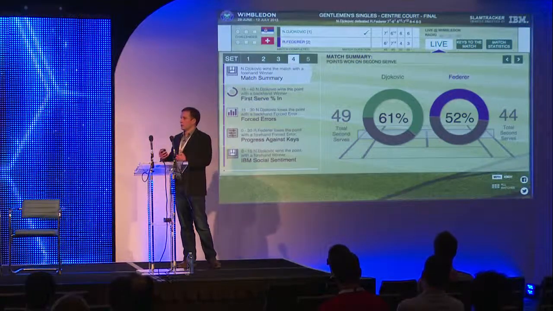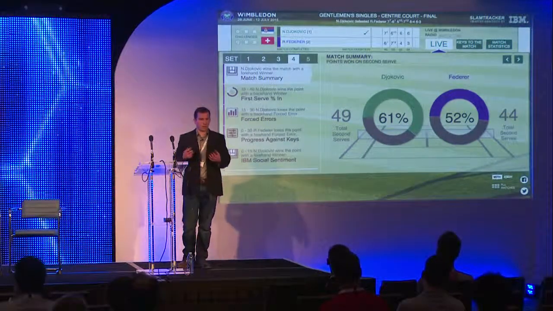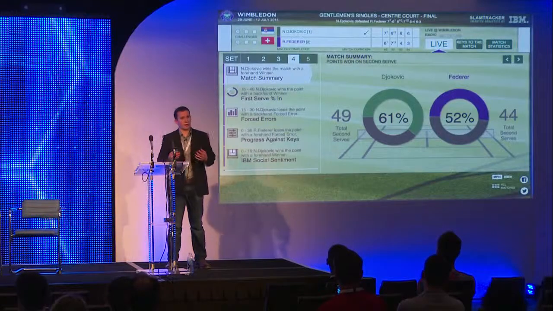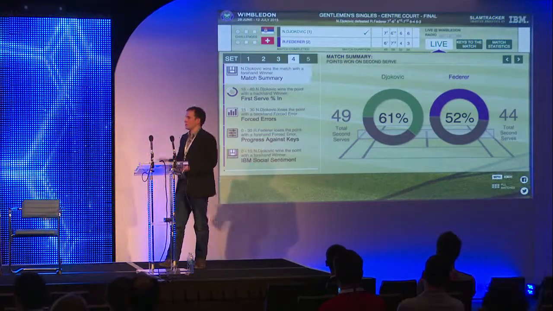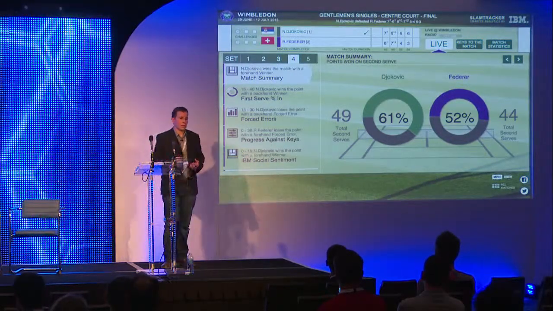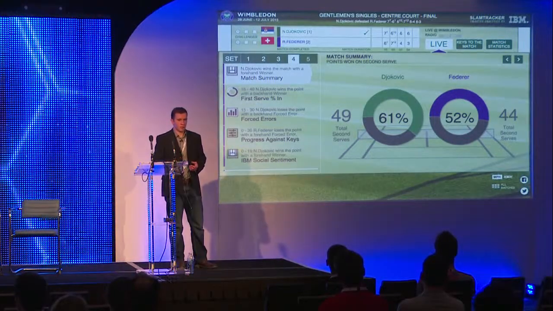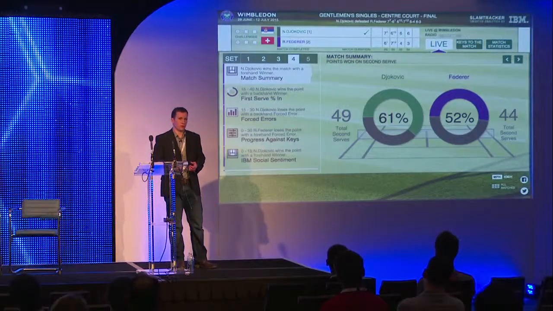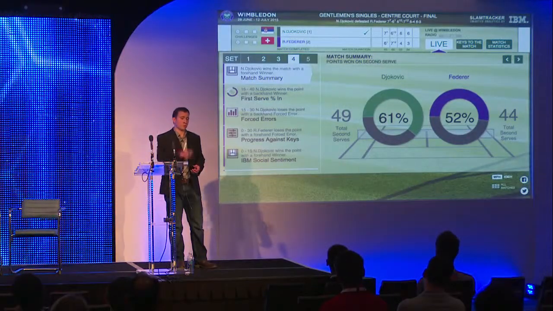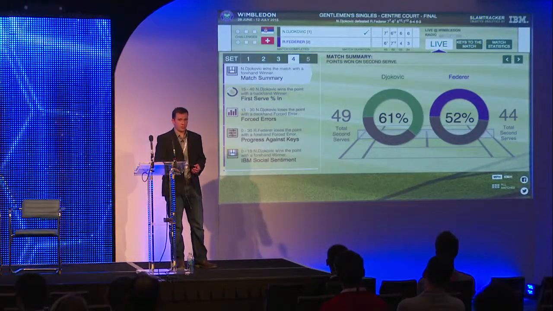We know, or we're quite good at taking information and visualizing that structured information, and we know how to query that. So this is a picture of Slam Tracker, which is our way of letting viewers explore the data that's coming from matches at Wimbledon in real time, and then also to explore historical data about it.